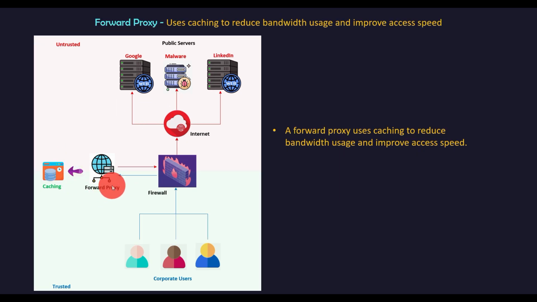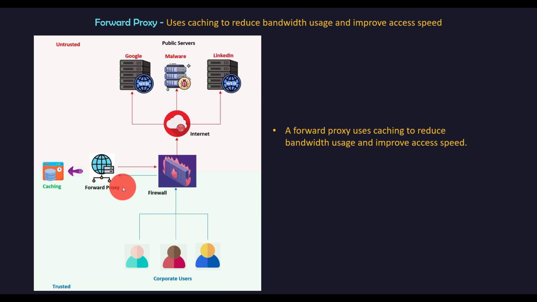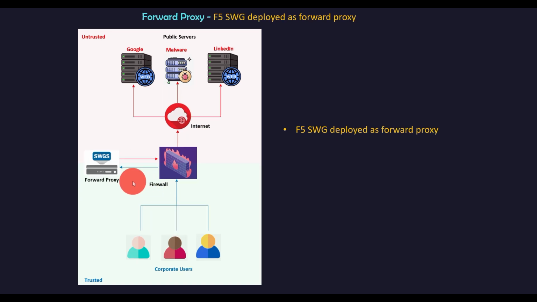Also, a forward proxy uses a caching technique. This technique reduces bandwidth usage and improves internet access speed. Also, a forward proxy provides logging and monitoring features. This is very helpful to track user behavior and network activity. Hope this helps you to understand how a forward proxy works. In a future lab, we will deploy F5 Secure Web Gateway as the forward proxy.